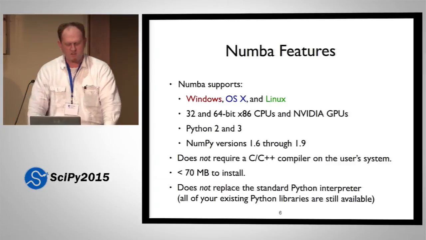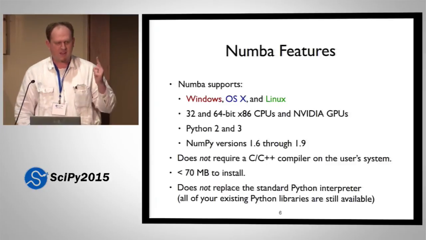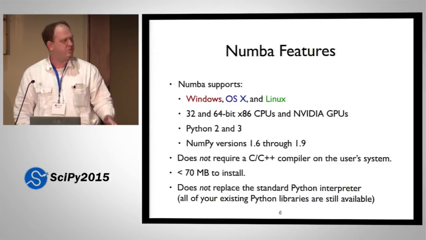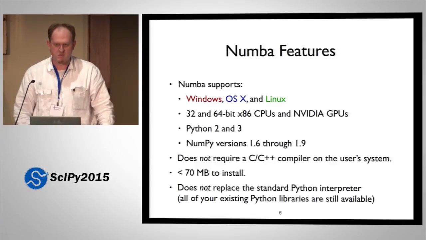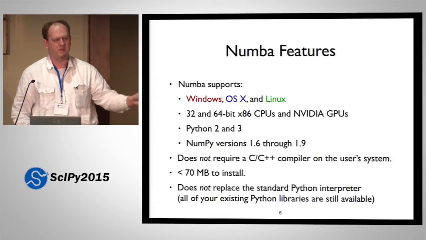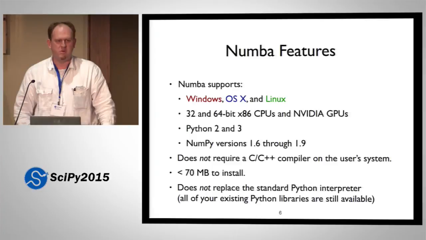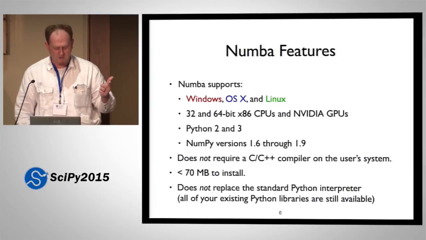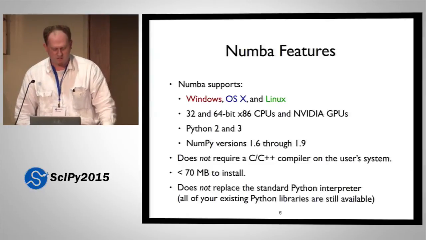So Numba features include, we support Windows, Mac, and Linux, 32 and 64-bit x86 processors, as well as NVIDIA GPUs. I won't have any time to talk about GPU compilation in Numba, but it's a really interesting thing that you should take a look at if you're into GPUs. We support Python 2 and 3, and NumPy versions 1.6 through 1.9.